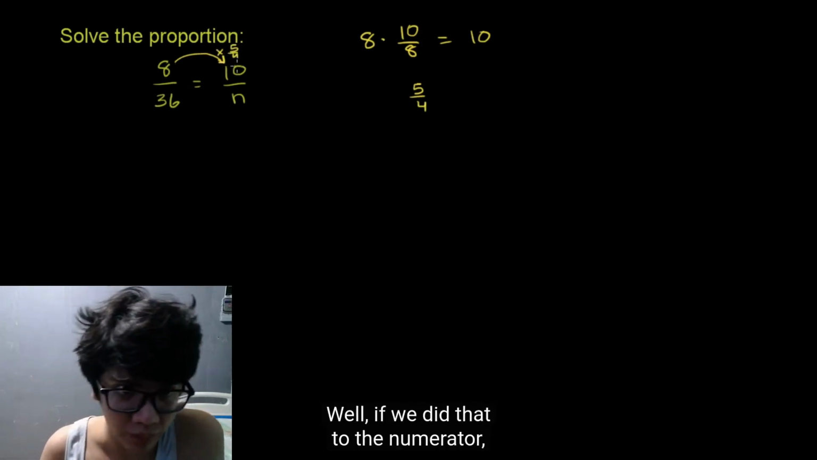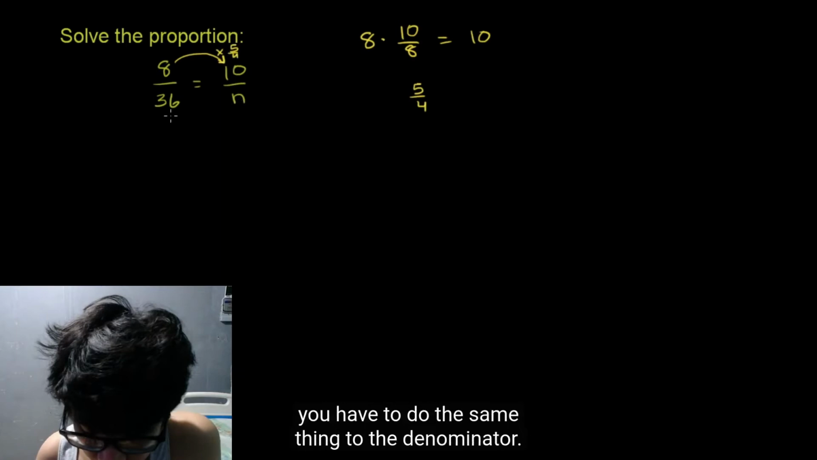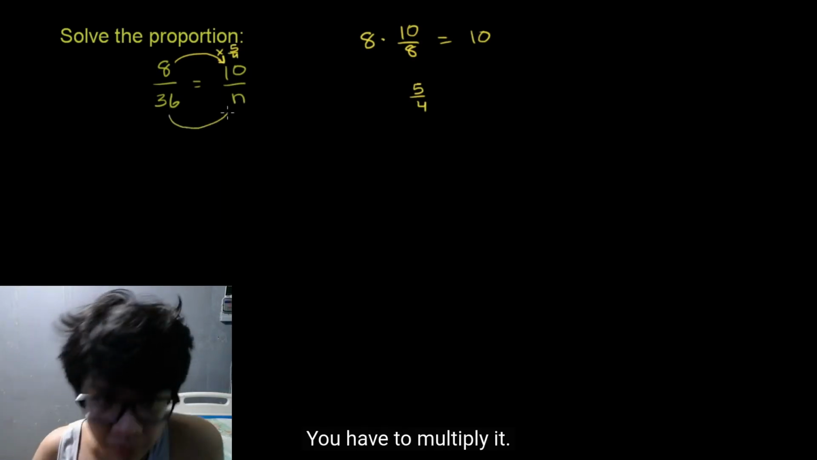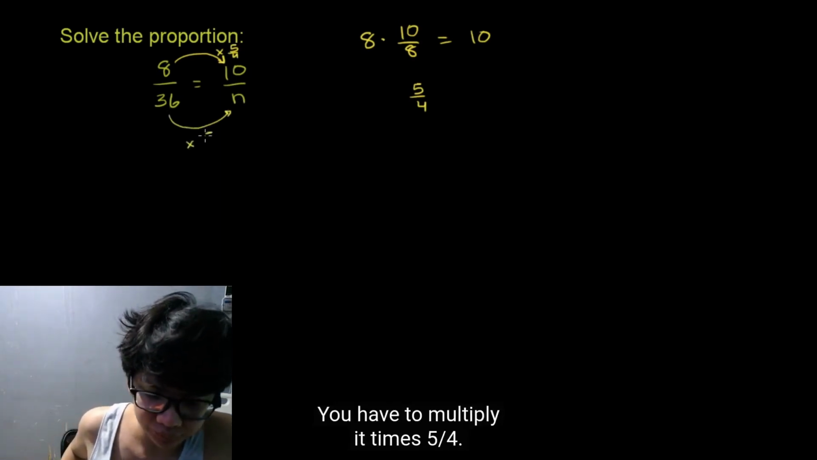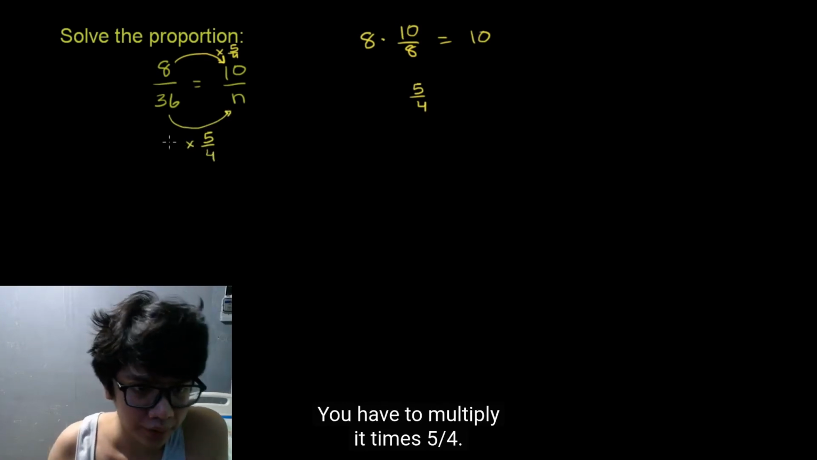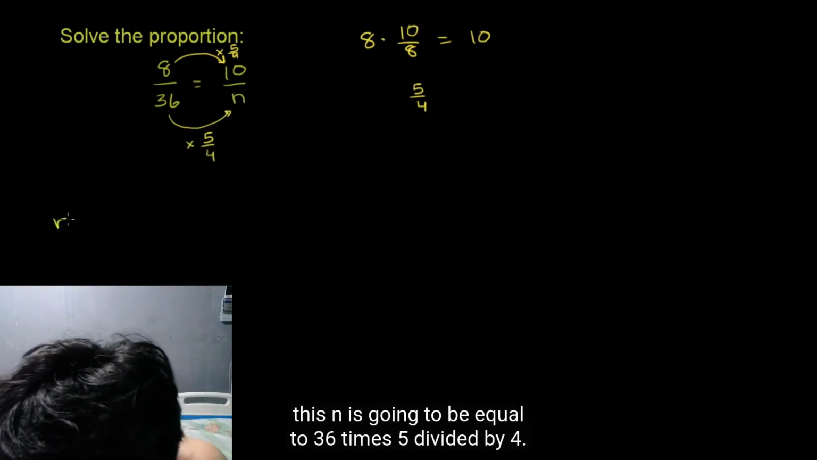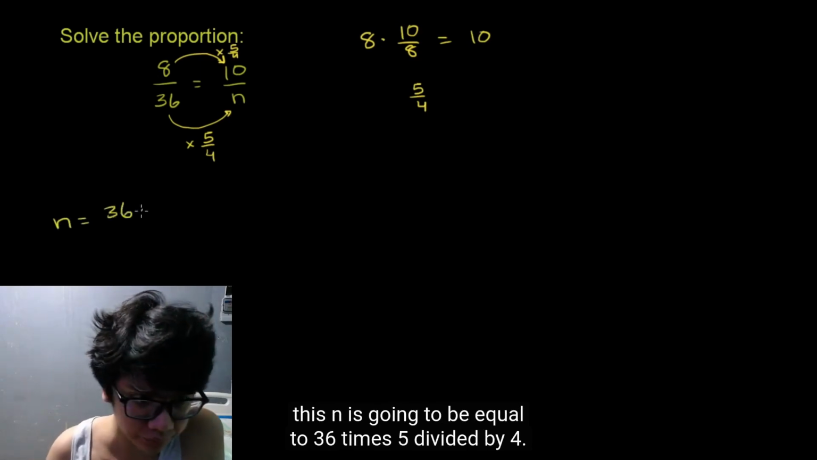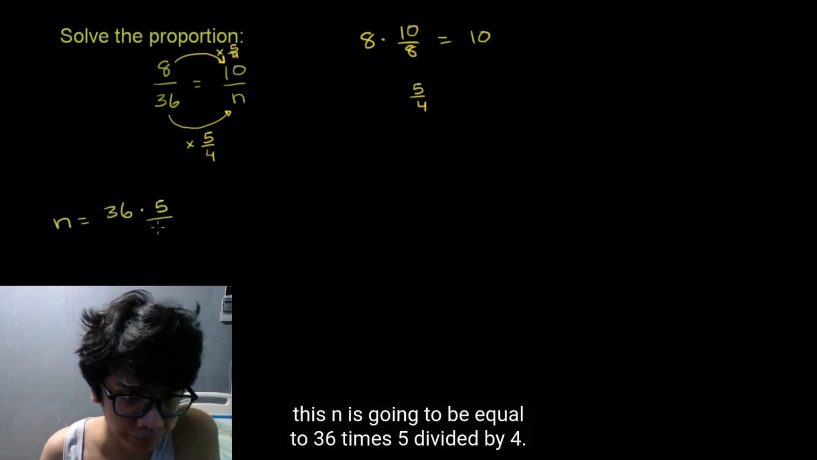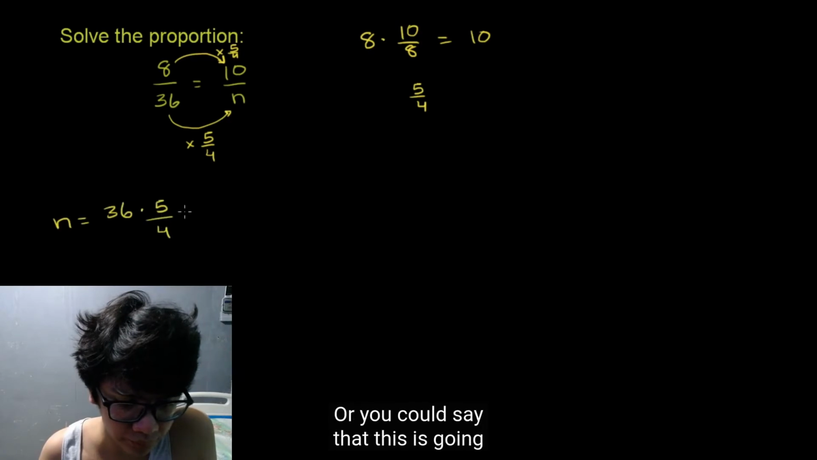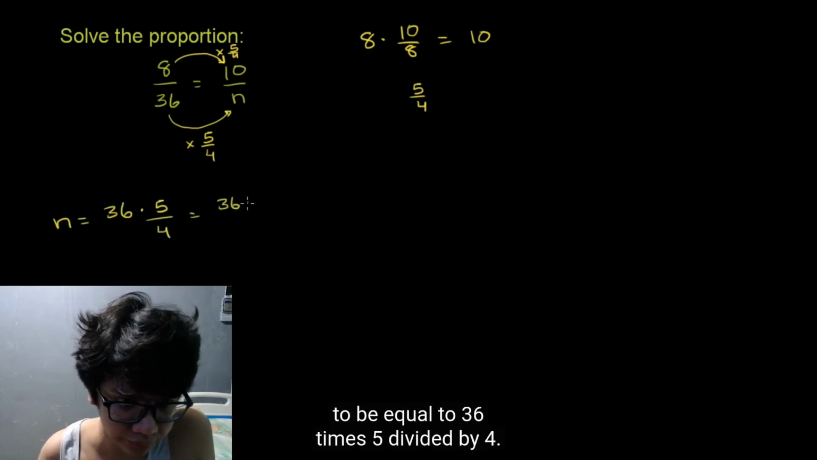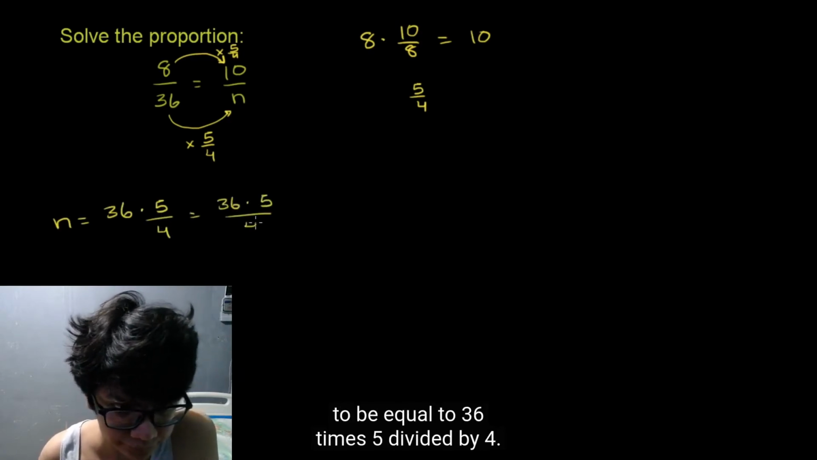Well, if we did that to the numerator, in order to have an equivalent fraction, you have to do the same thing to the denominator. You have to multiply it times 5 over 4. And so we could say this n, this thing that we just solved for, is going to be equal to 36 times 5 divided by 4.